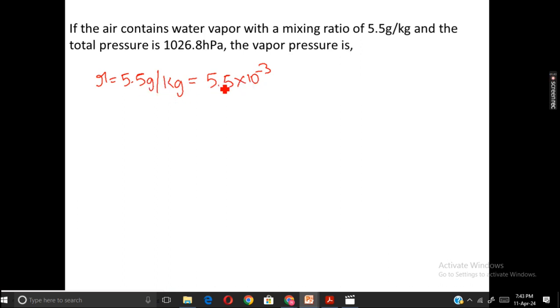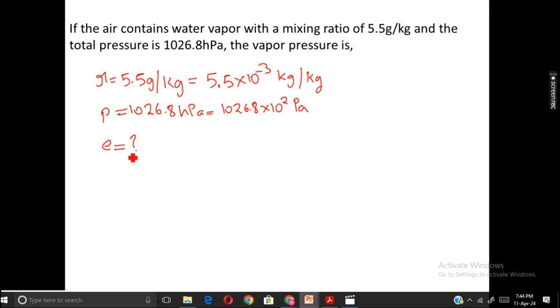In SI units this is 5.5 into 10 raised to minus 3 kilogram per kilogram. The total pressure P is given as 1026.8 into 10 raised to 2 pascal. Now we need the vapor pressure E. R is basically epsilon into E by P. This is the equation for mixing ratio, and we have derived this equation earlier.